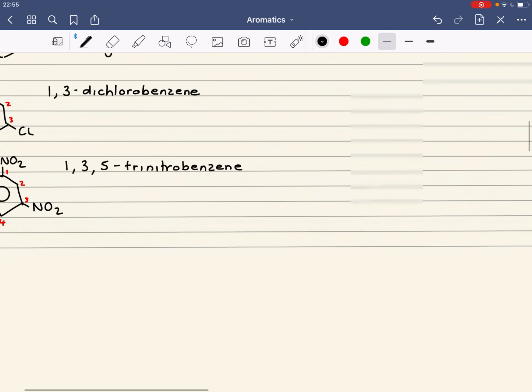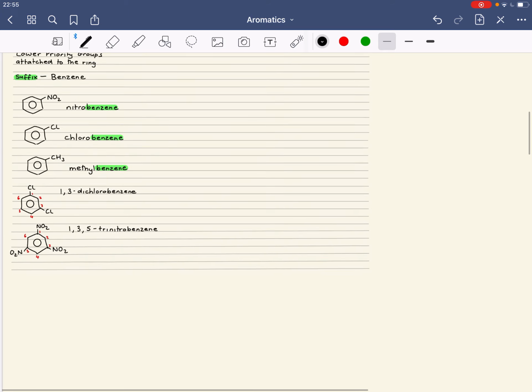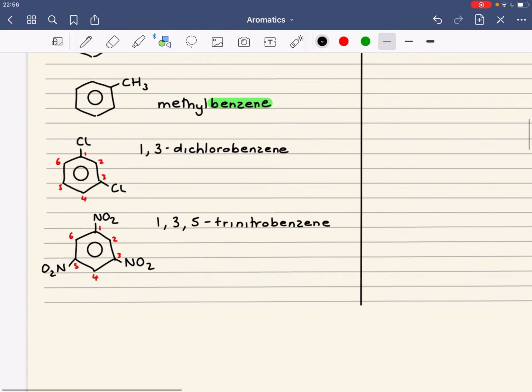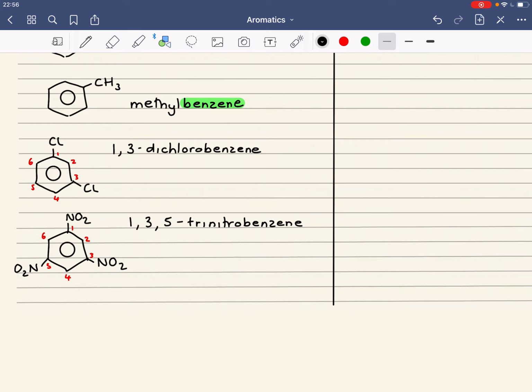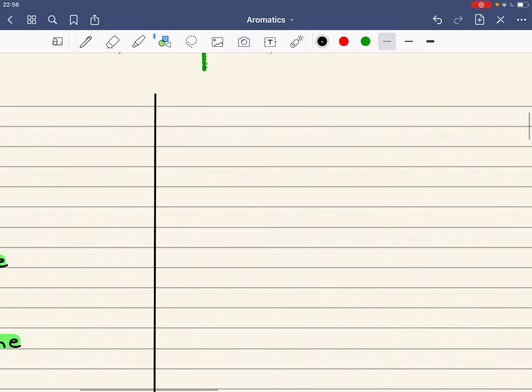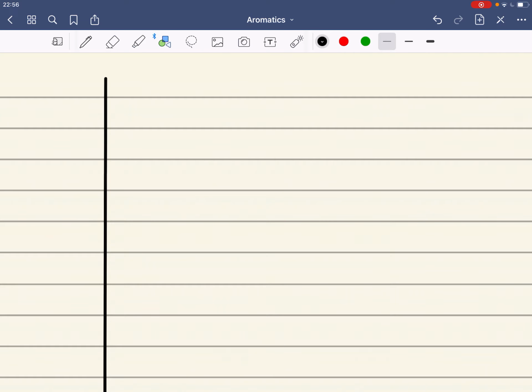So that's a quick look at what we would get if we had lower priority groups attached to the benzene ring. The benzene is a suffix that comes at the end of the name, and we've also looked at when we've got more than one of these lower priority groups attached to the ring. Let's have a look at if we've got higher priority groups now attached to the ring.